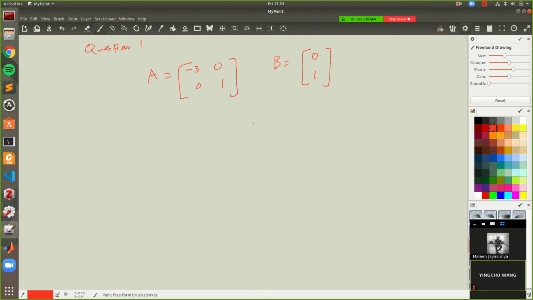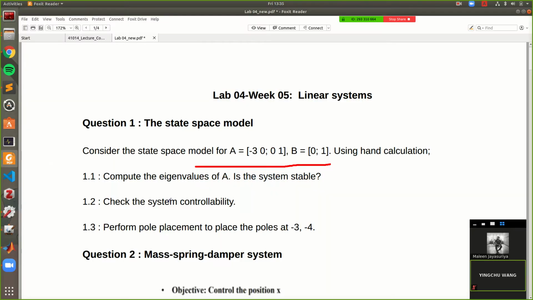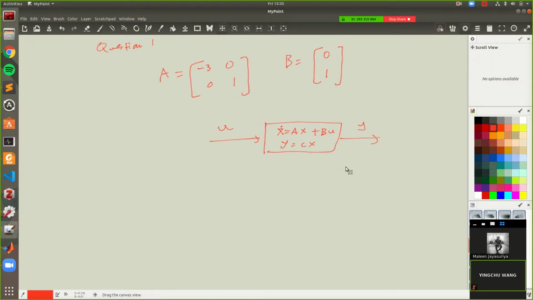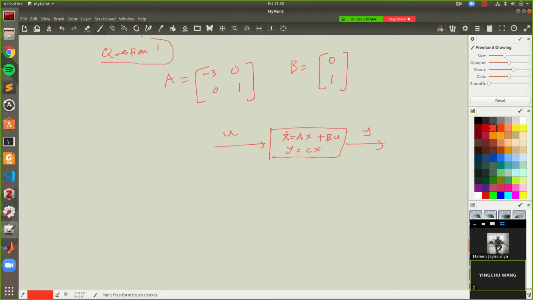So what we have is an open loop system first, right? Which looks like this. Okay, and the first question is compute the eigenvalues of A and check if the system is stable. So in this question we're going to do pole placement so that the system becomes stable, right?